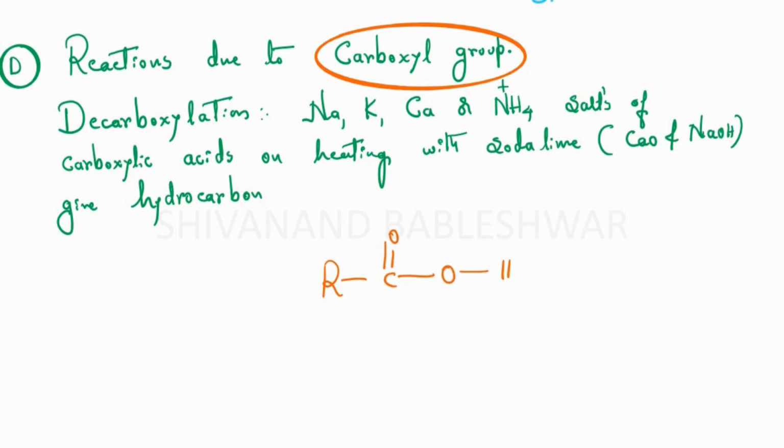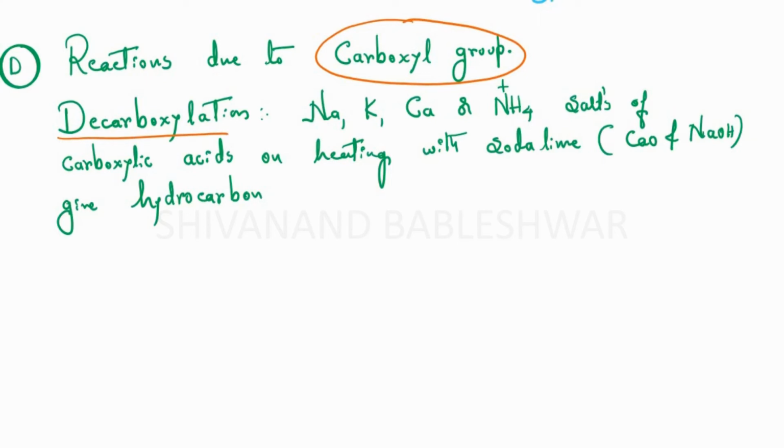So therefore here what happens, carboxylic acids typically undergo decarboxylation, when their sodium, potassium, calcium or ammonium salts, that is very important, are heated with soda lime. Soda lime is a mixture of calcium oxide and sodium hydroxide. It is called soda lime. It is commonly called a decarboxylating agent also, right? And when it is treated with soda lime, we get hydrocarbons as our products.